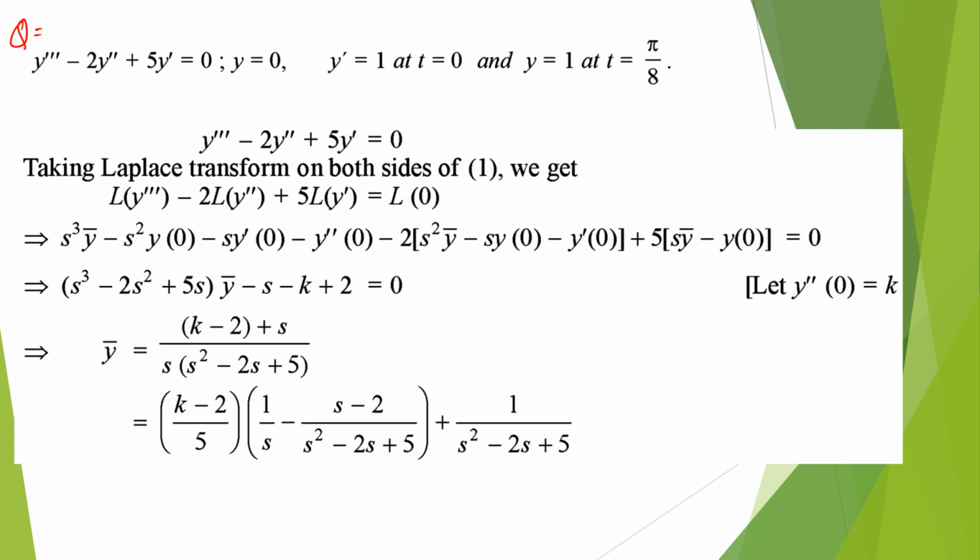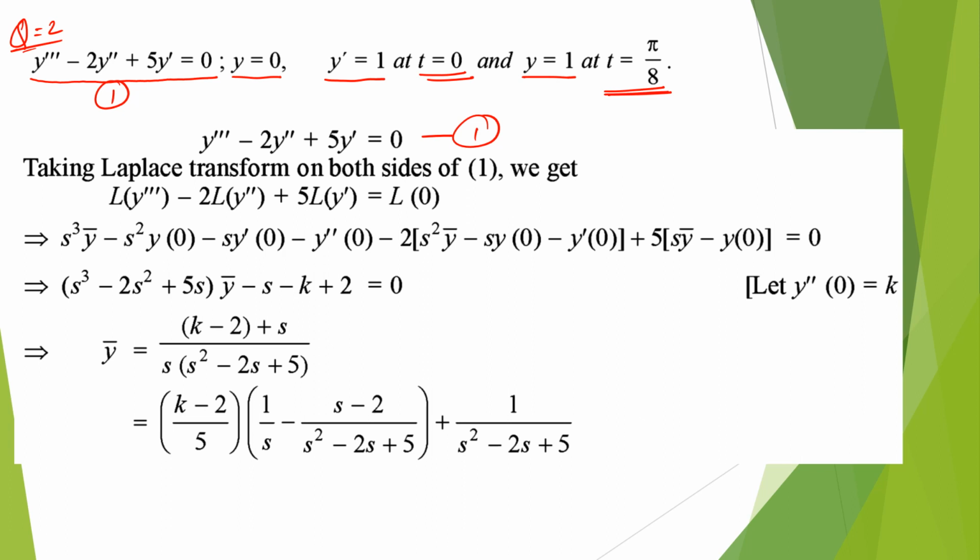Now we have a second question: y triple dash minus 2y double dash plus 5y dash is equal to 0. This is equation 1, and the conditions are y is equal to 0 when t is equal to 0, y dash is equal to 1 when t is equal to 0, and y is equal to 1 at t is equal to pi by 8. So to solve equation 1, we just take the Laplace on both sides.